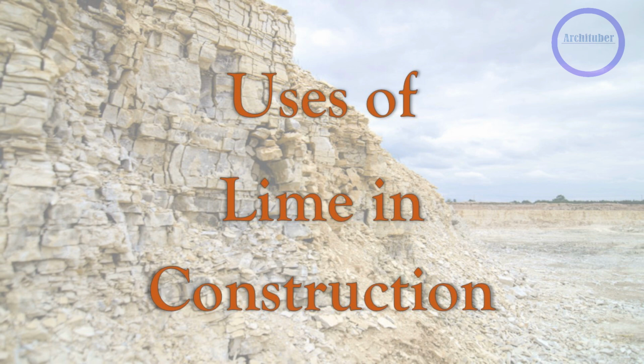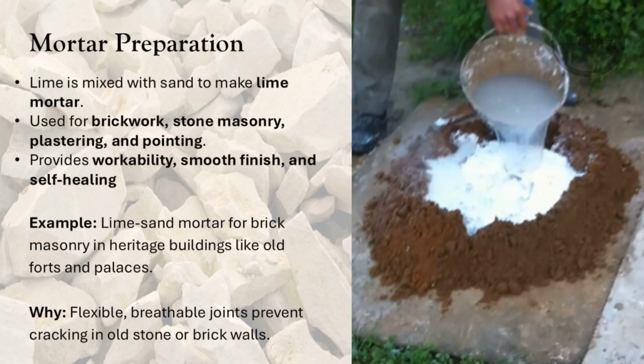Now let's discuss the uses of lime in construction. Coming to mortar preparation, lime is mixed with sand to make lime mortar. It can be used for brickwork, stone masonry and plastering, and it provides workability, a smooth finish and self-healing. Now let's discuss one example: lime sand mortar for brick masonry in heritage buildings like old forts or palaces. Why is it used?